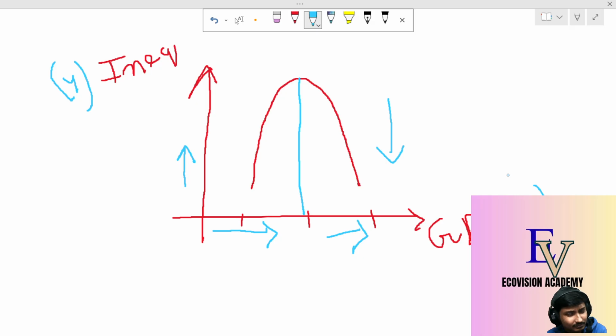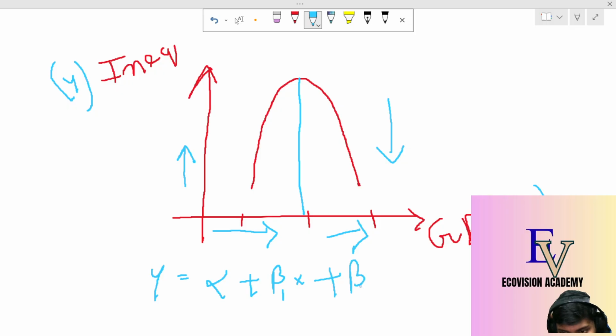But it is not linear, so it is looking like a parabola. Okay, a parabola. But how can I write the regression equation? So I can write y equals alpha plus beta 1 x plus beta 2 x square, since I only have the variable x.